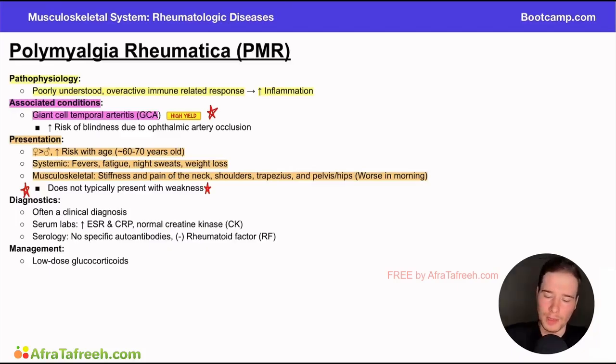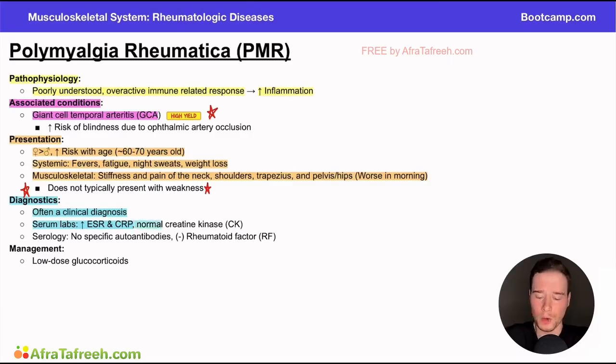Now, when we think about our diagnostics here, it should make sense to us that this can often be a clinical diagnosis, right? We talked about some classic signs and symptoms. We want to rule out scary things that could be going on with these patients, but if they're presenting with this classic way, they might actually have polymyalgia rheumatica. We can also see some lab findings that are kind of unique here in our serum labs, in that the ESR and CRP is elevated. This should not be a surprise, because we said this is an inflammatory condition, and these are inflammatory markers.